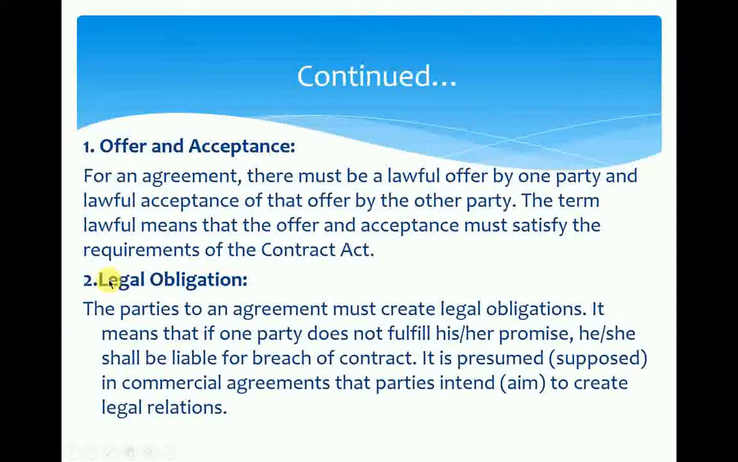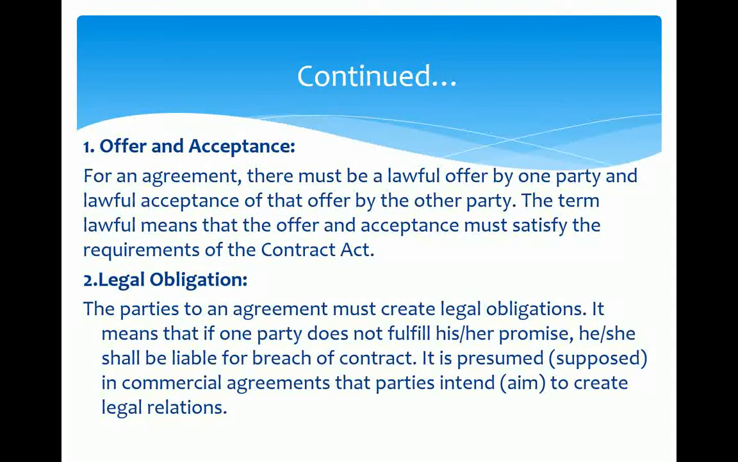Then number 2 is legal obligation. Obligation means duties and rights. Duty is something that you perform, and right is something that the other party should perform to you, right? So both duties and rights should be legal. No illegal or unlawful duties or obligations should come into existence as a result of an agreement, right? So the parties to an agreement must create legal obligations. It means that if one party does not fulfill his or her promise, he or she shall be liable for the breach of the contract.